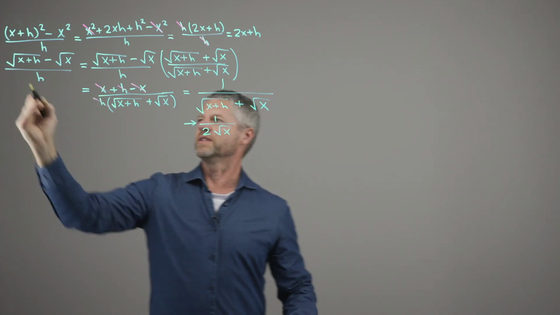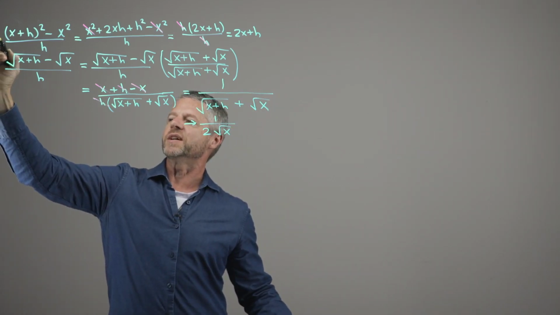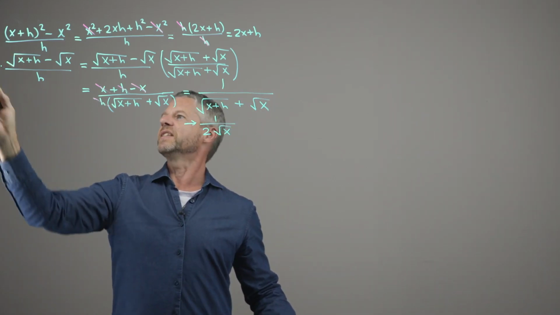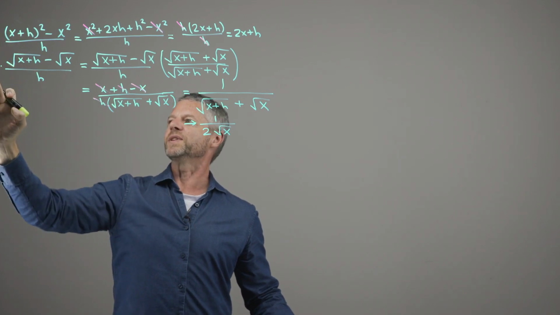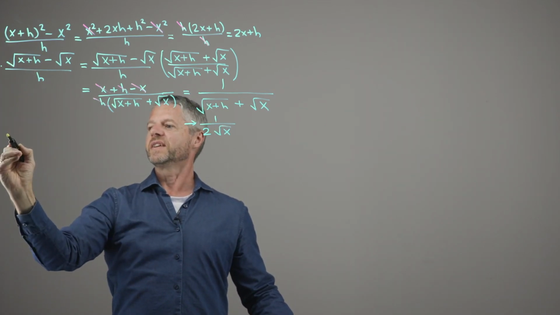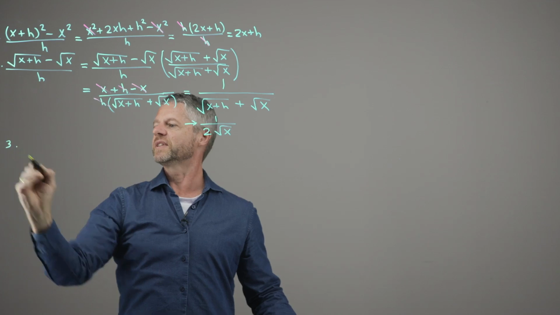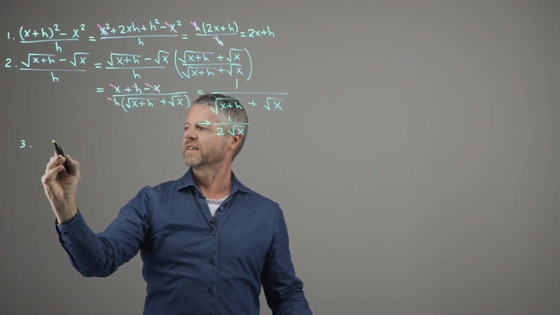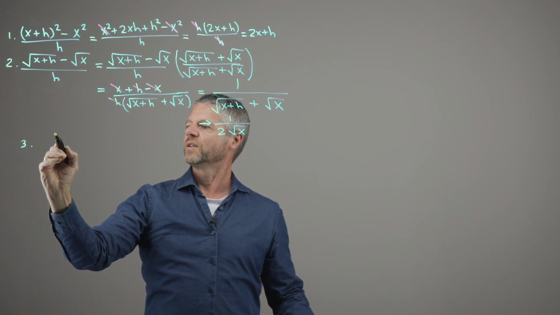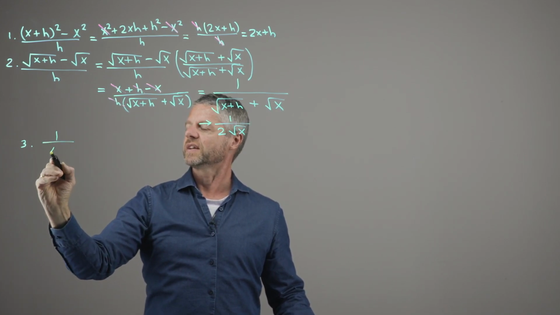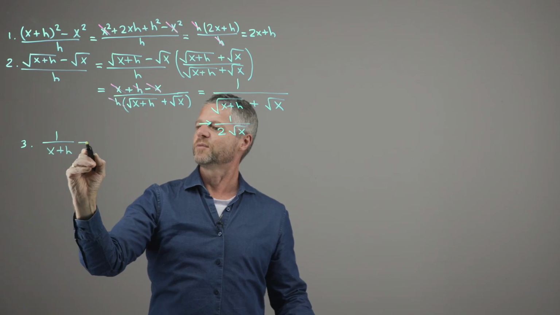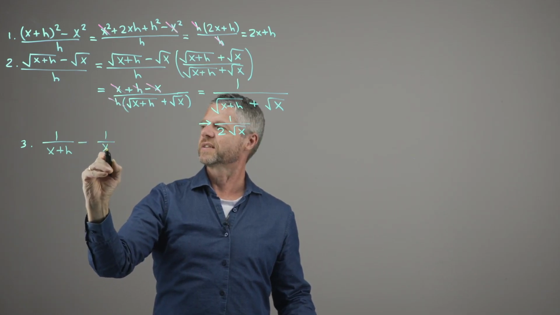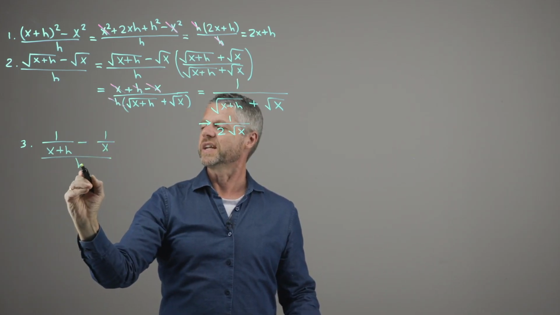Let's do a third example. I'm going to keep track of the examples here so we don't get lost. So that we had first example and then second example and then third example is going to be 1 over x plus h minus 1 over x, all over h.